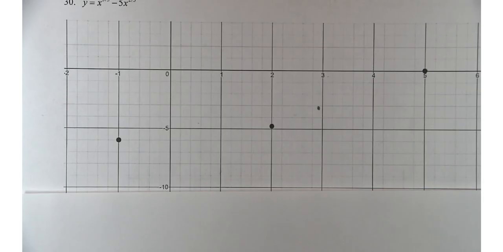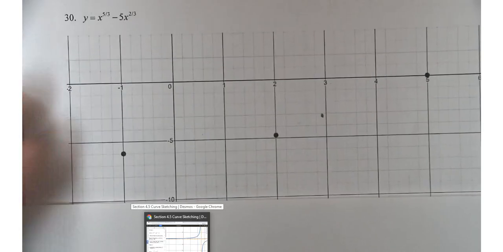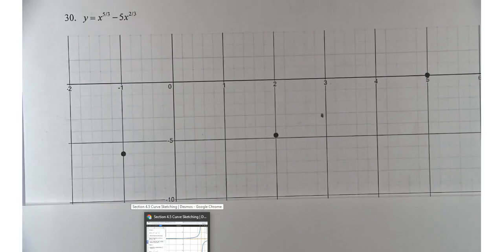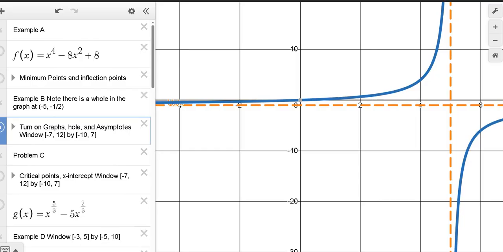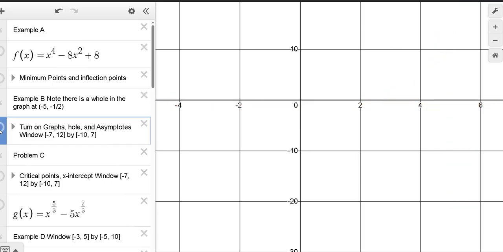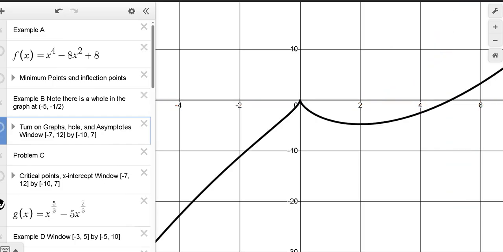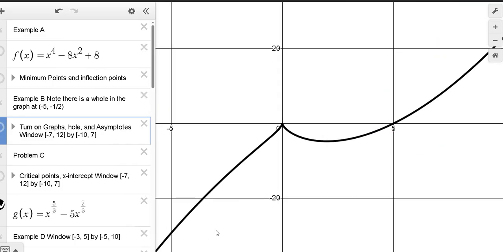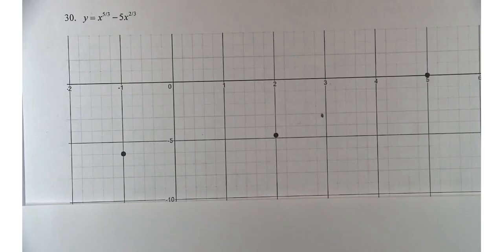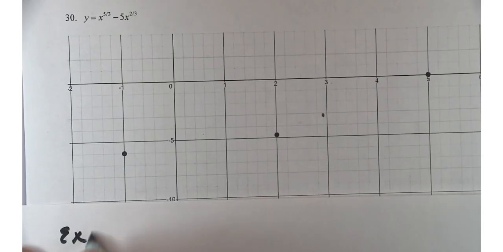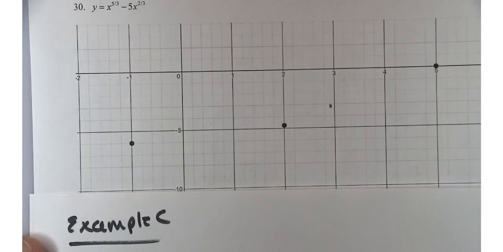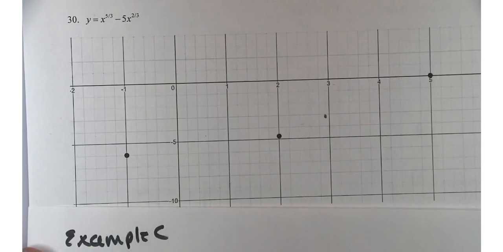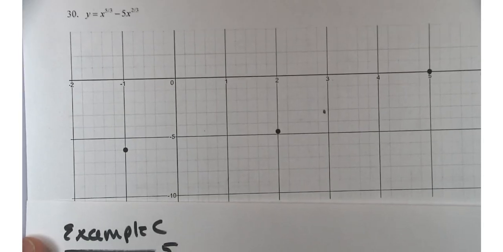All right, so our function here, and let's see, I guess we'll call this what? Example C. Let's just double check my decimals here. Yep, example C, let's shut those off. Here's a look at the graph. Example C. So y equals x to the 5/3 minus 5x to the 2/3.